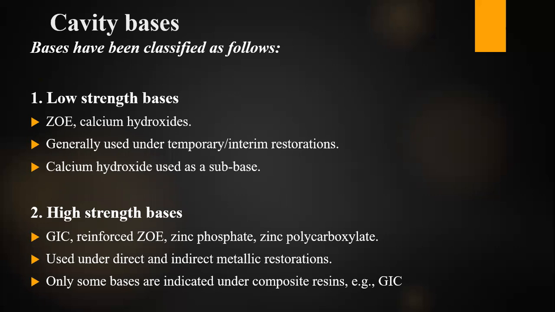Then high strength bases include GIC, reinforced zinc oxide eugenol, zinc phosphate, and zinc polycarboxylate. They are used under direct and indirect metallic restorations. Only some bases are indicated under composite resins, such as GIC.